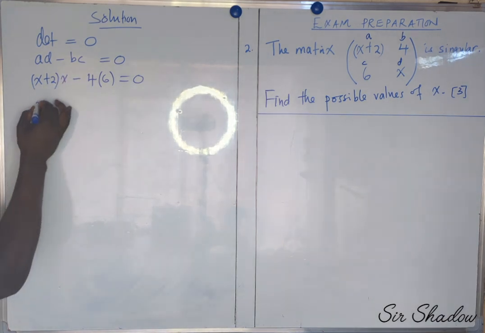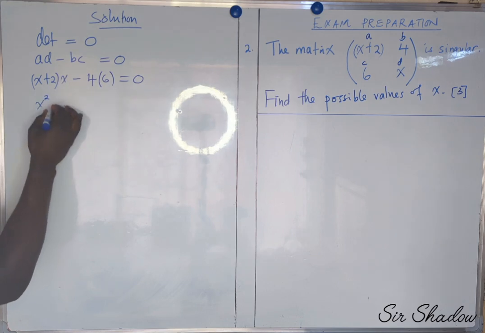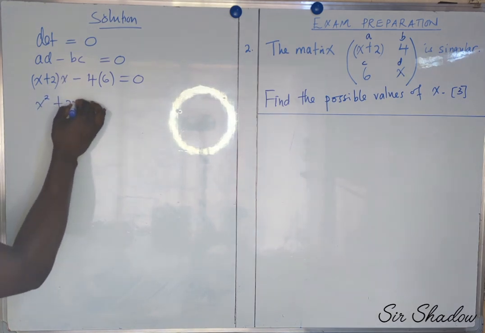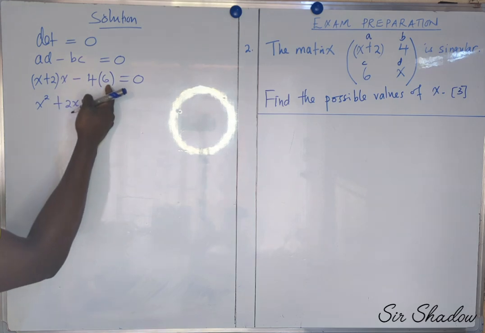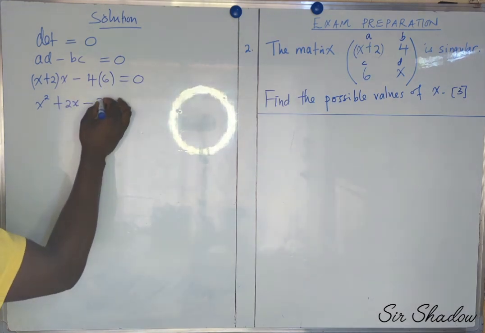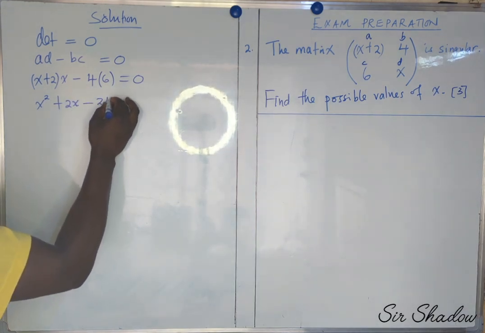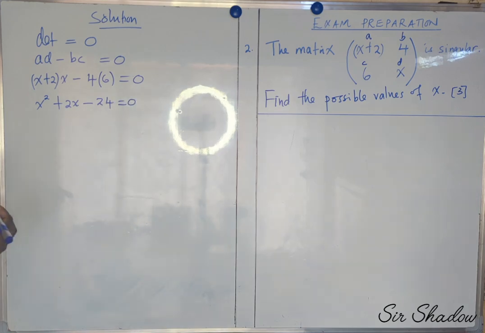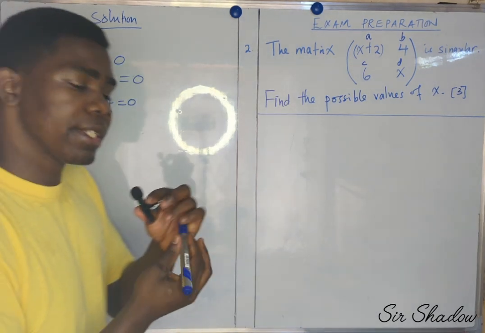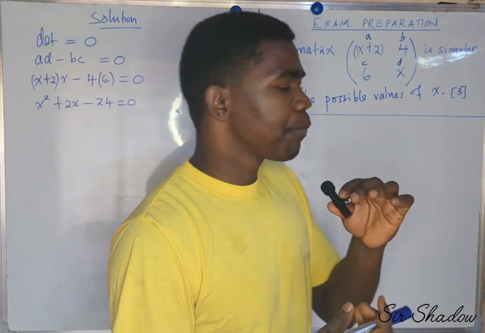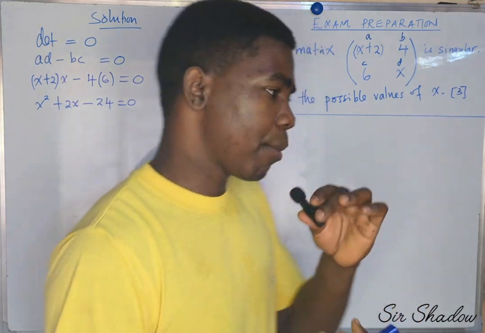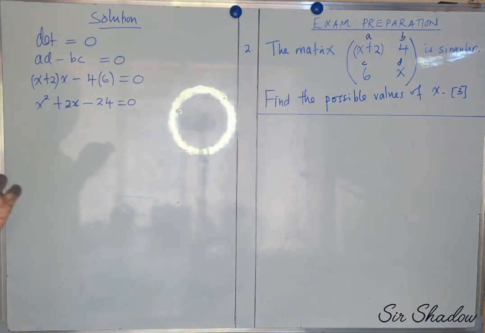We say x is multiplying everything inside here. x times x, we get x squared. x times 2, we get plus 2x. Right. Then minus 4 times this, we get negative 24 is equal to 0. Remember, we are not yet done. Our main aim here is to find the possible values of x.